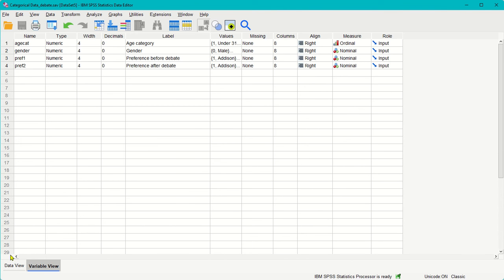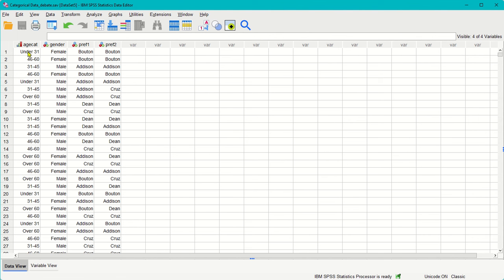Let's take a look at our data here. We have age categories, so there are several categories here. Then we have gender, males and females. And then this data is based on a debate that they had in the political arena between several candidates, and they measured how many people preferred different candidates before the debate, and then whether there was a change afterwards. So then we have how many people preferred the different candidates after the debate.